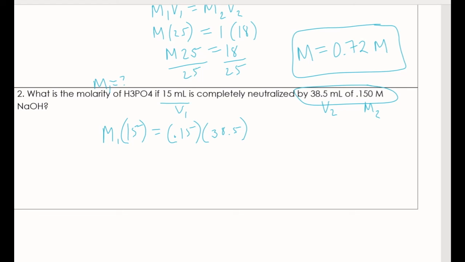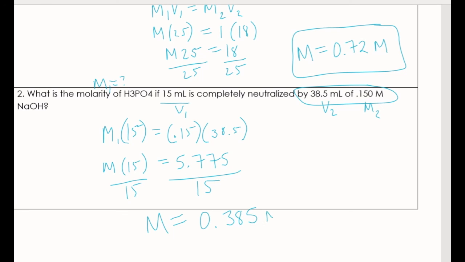Now we're going to solve this. So I'm going to multiply 0.15 times 38.5. That gives us 5.775 is equal to M times 15. And then we're going to divide both sides by 15. And our molarity is going to be equal to 0.385. So basically, keep the two numbers together that are together, and just plug in some numbers, and that'll help you solve for your unknown concentration.